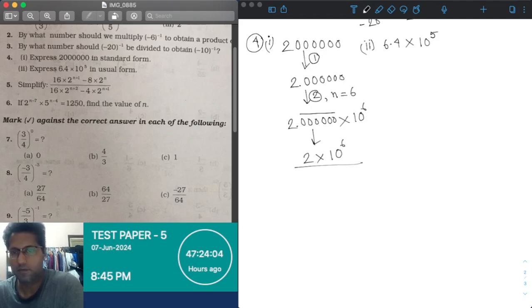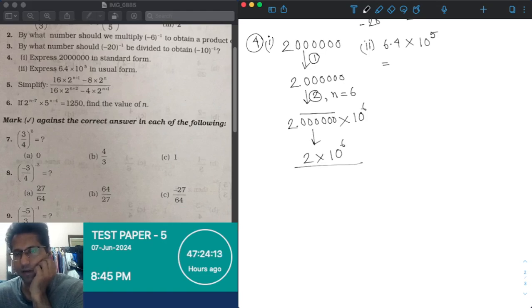This is nothing but you just do the multiplication. You know how to multiply a decimal number with the powers of 10. I've already discussed this when we were doing multiplication of decimal numbers in the chapter decimals. So what we do is, since it is 6.4 into 10 to the power 5, we shift the decimal point 5 digits to the right.